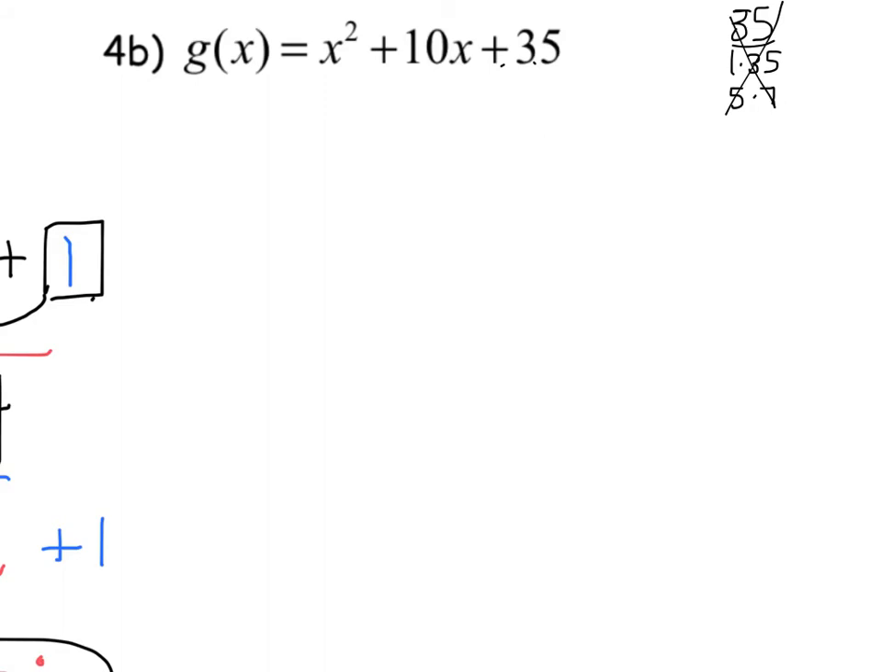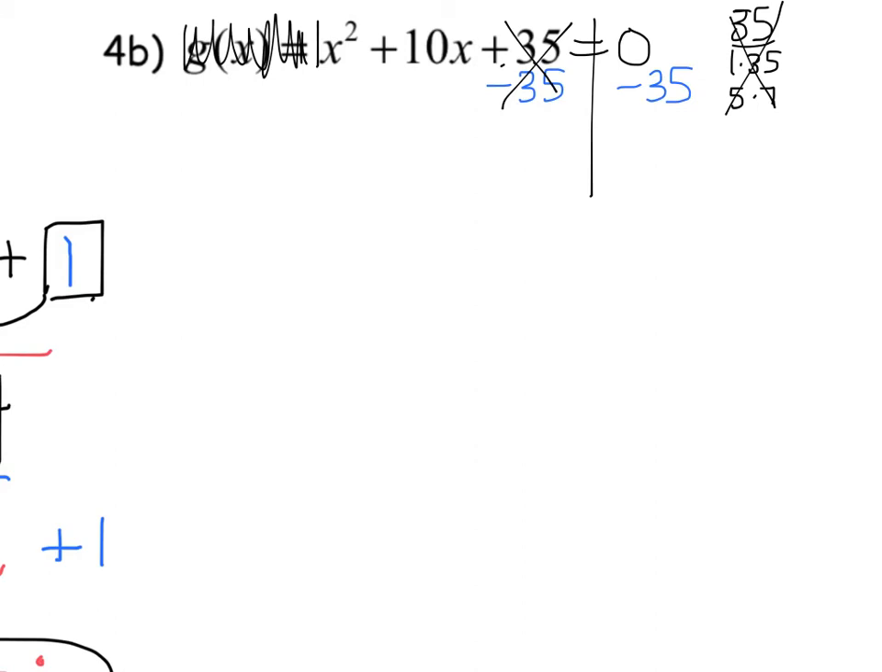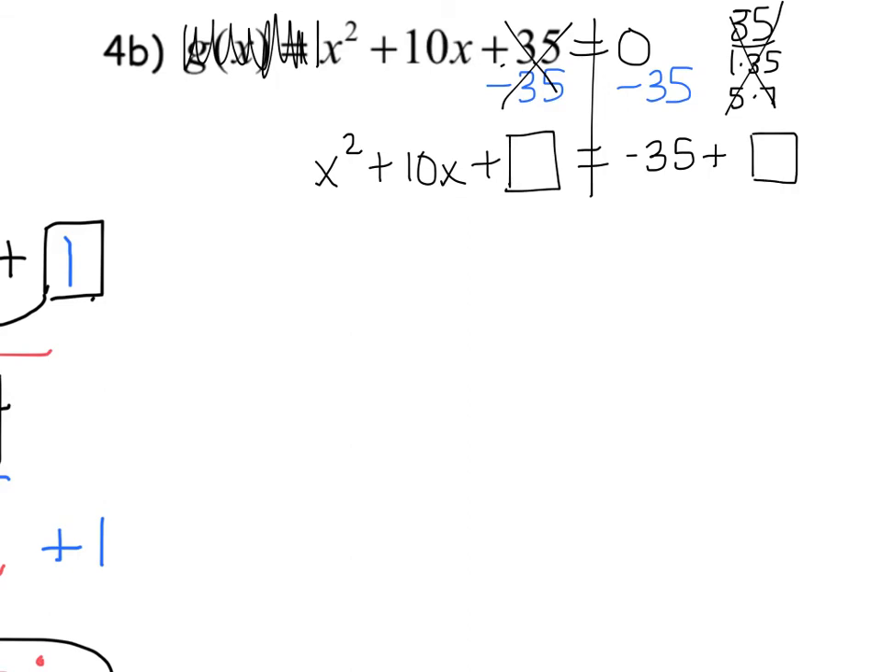Great practice for you. So let's go ahead and set this equal to 0 rather than rewriting it. I'm just going to ignore that for a second. Put the 0 on the right. The leading coefficient's 1, a is 1, so we can go ahead and move c over to the other side. So I'm going to subtract 35 from both sides. So I have x squared plus 10x. We're about to fill in the square right there. It's going to equal -35 plus whatever we fill in the square.